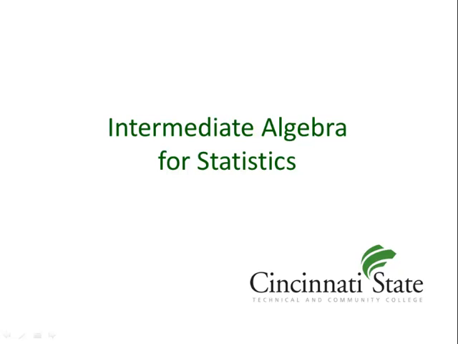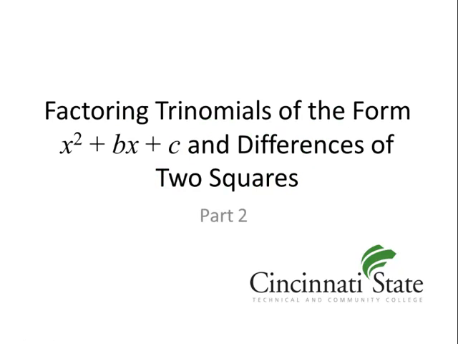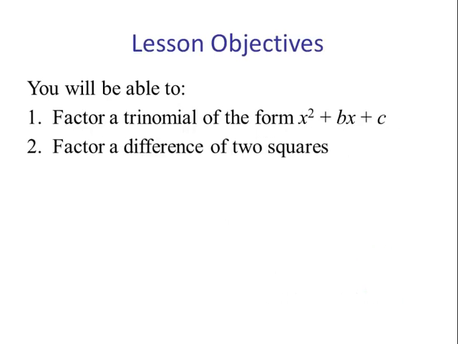Intermediate Algebra for Statistics. Factoring trinomials of the form x squared plus bx plus c and differences of two squares. Part 2. Lesson objectives. Factor a trinomial of the form x squared plus bx plus c. Factor a difference of two squares.